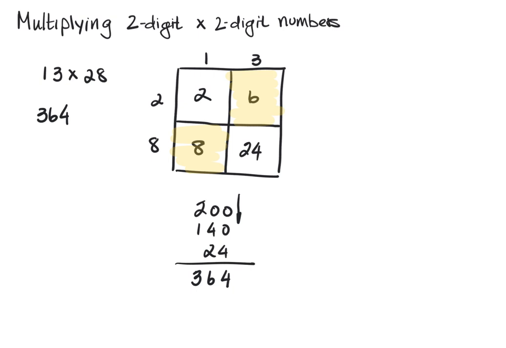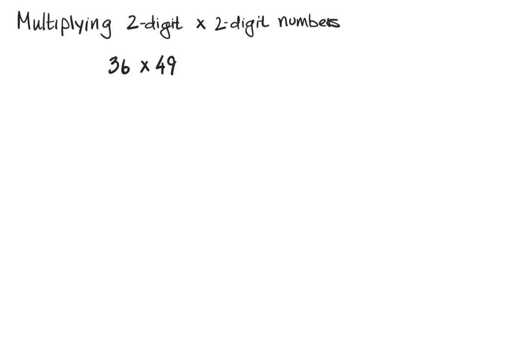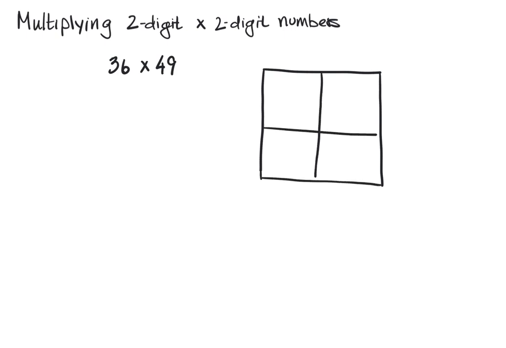Let me do just one more like this that's a little bit harder. This time I'm going to multiply 36 by 49. Those numbers are getting pretty big. But I'm going to make my box, write down my numbers, and then start to multiply. Now, 3 times 4 is 12. So that's what's going to go in there. 4 times 6 is 24. These are big numbers. 3 times 9 is 27. And 9 times 6 is 54.